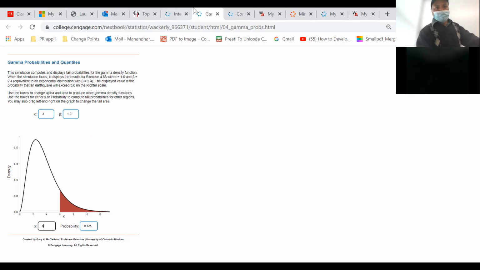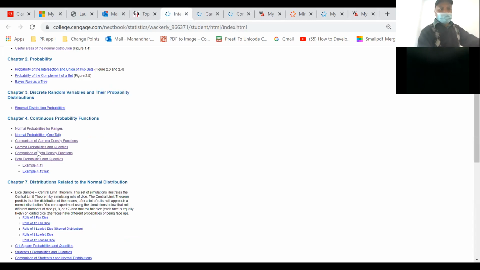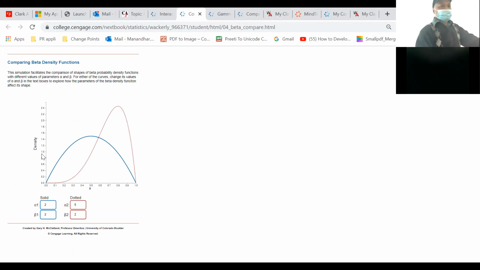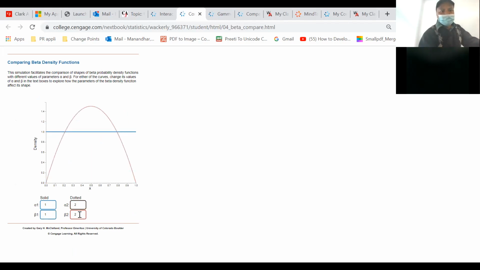Now similarly, you can find it for the beta function here, the beta density function, right? Now, in the beta density function, you have two parameters. Let's say alpha equals 1 and beta equals 1 here. You see, this is the uniform distribution. Now, let's put alpha equals 2 and beta equals 2. You see, these are symmetric distributions, right?